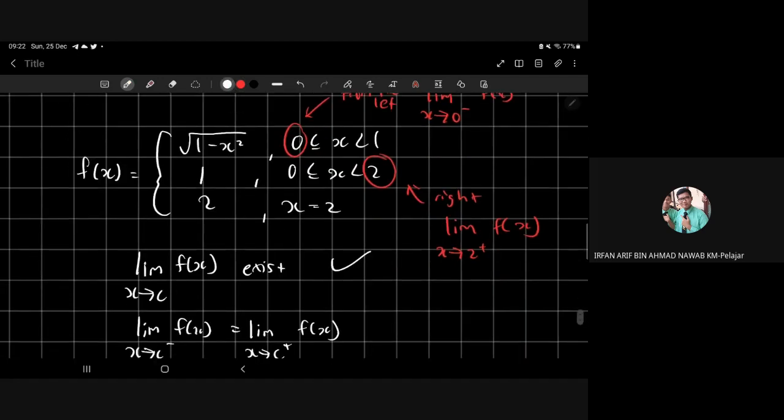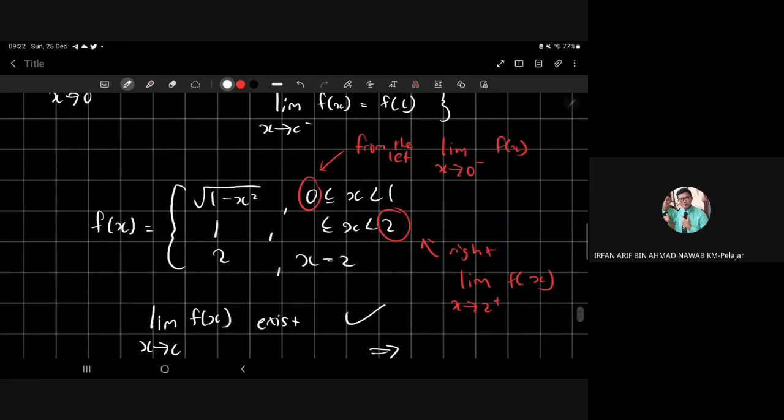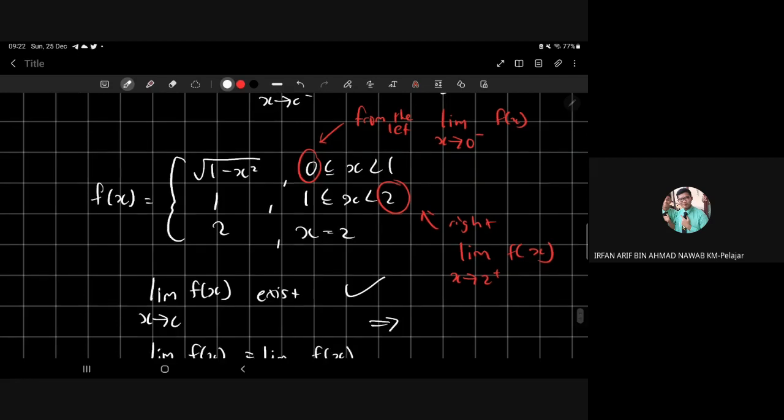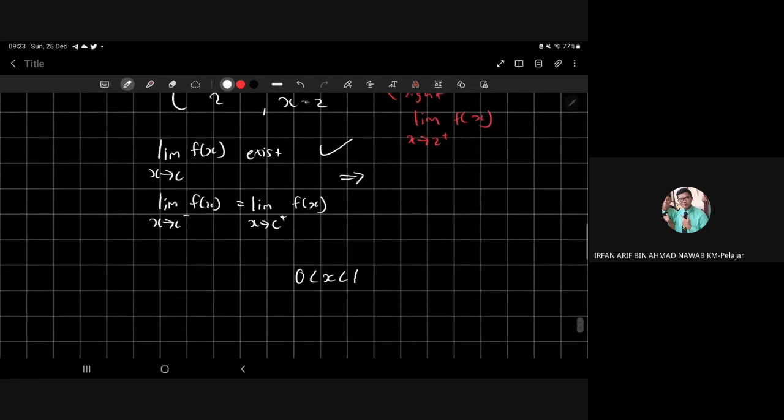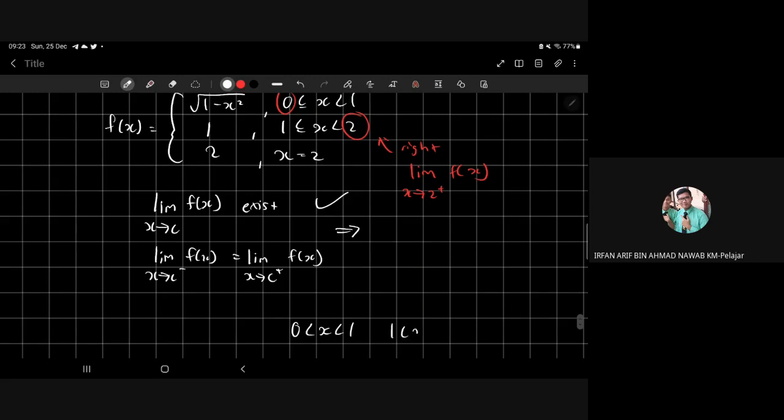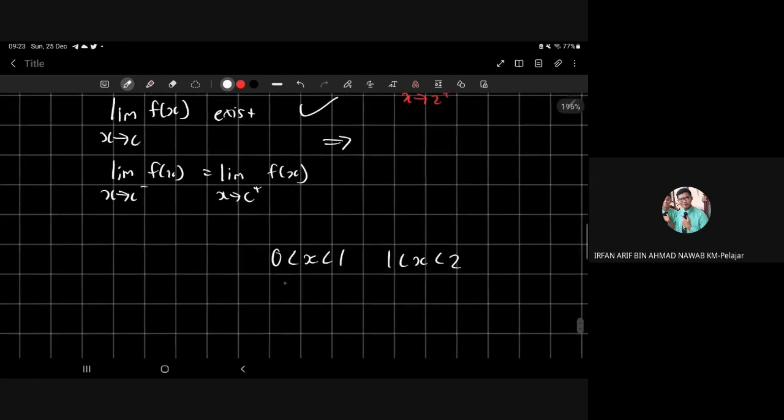So I think this is the answer. Let me write it down. Anyway, I think I did it wrong. Wait, oh sorry, I'm very sorry, it'll be 1. Okay. If any limit x approaches c, so first is from 0 until x until 1. Okay. And then from 1 until x until 2. So this indicates, I think, 0, 1, 1, 2.